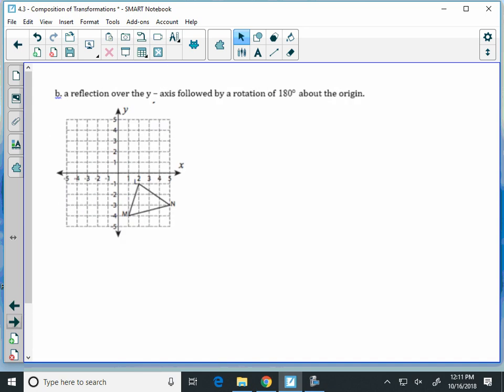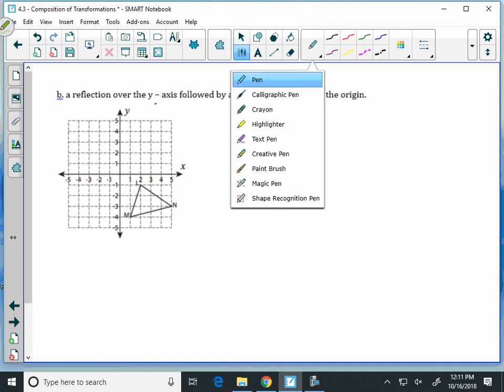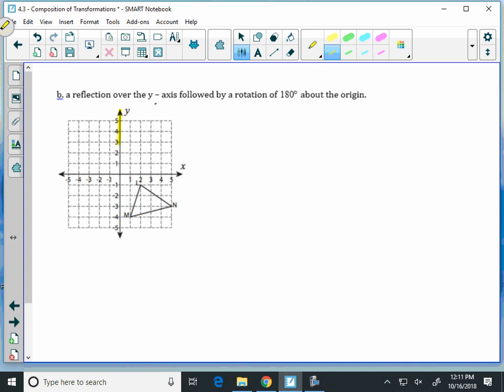Alright, we take a look at the next one. B says a reflection over the y-axis followed by a rotation of 180 degrees about the origin. So we're going to do a reflection first. So I'm going to highlight when I'm reflecting over the y-axis. And when we do a reflection, all we're doing is just what? We're flipping it. And to flip it, what do we have to do? Count how many spaces the point is away from the line. Yeah, you just count. That's all we're doing.